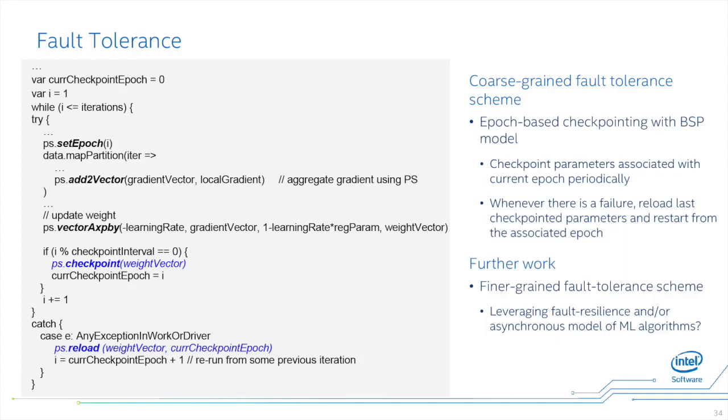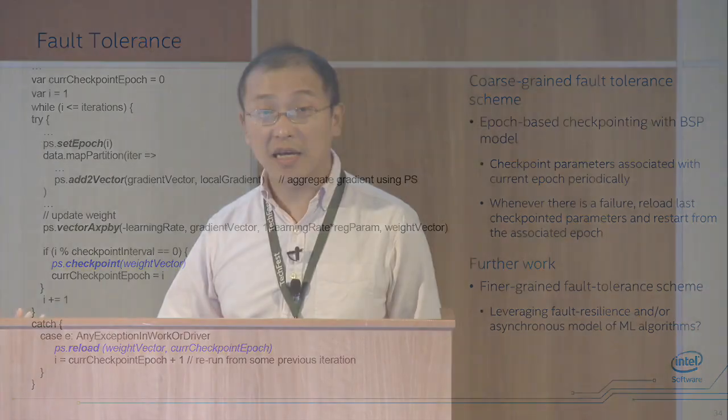As you can see, it's the same and it works as before. You have iterations, you do the training, set an epoch, and do the update. Periodically, you checkpoint the parameters associated with the current epoch. Say for every 10 iterations, you checkpoint the current parameters. If anything goes wrong, whether in the driver or in the worker, you just reload the parameters you checkpointed and start from there again.